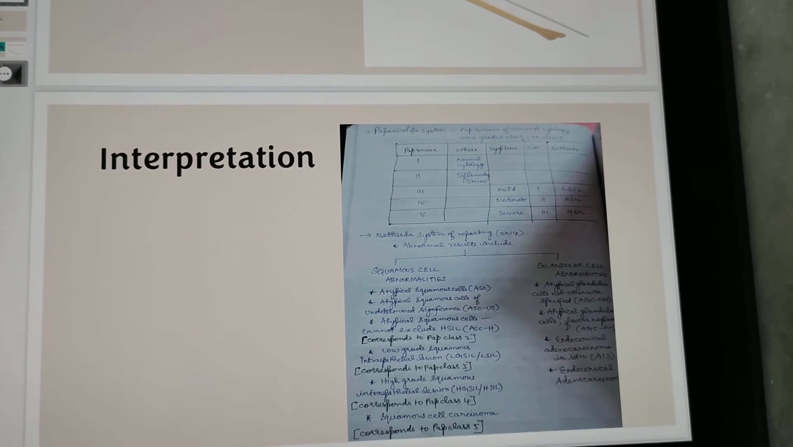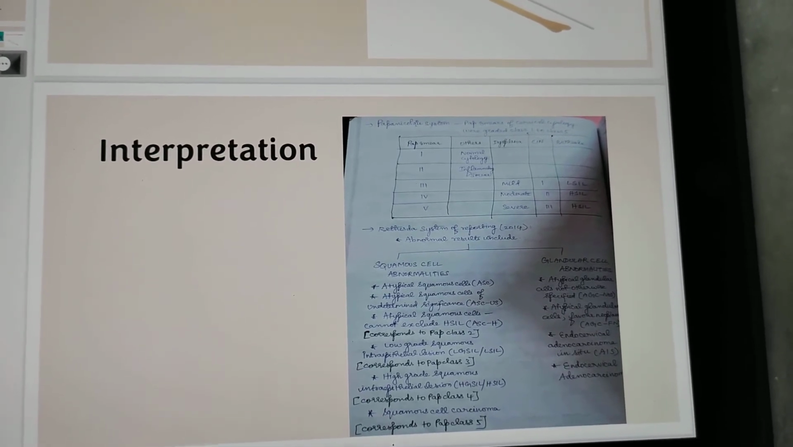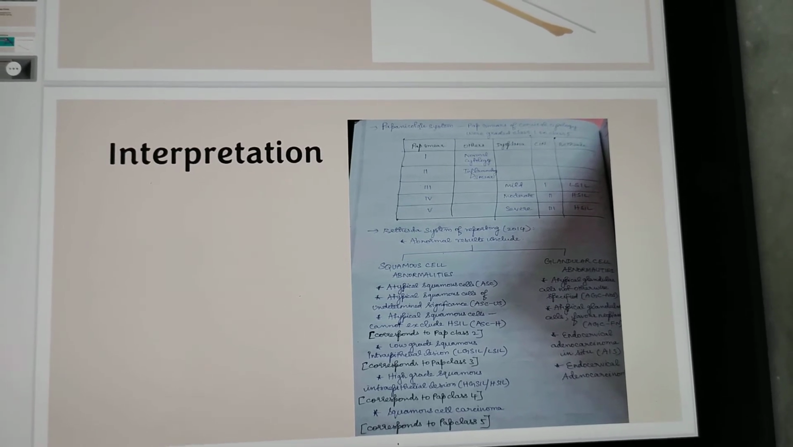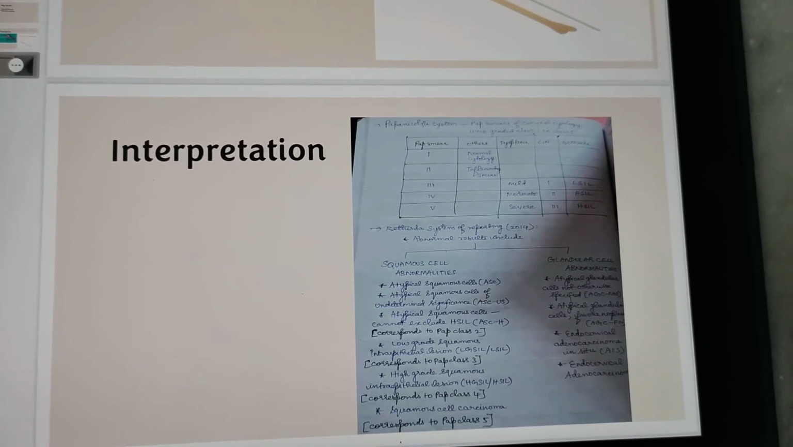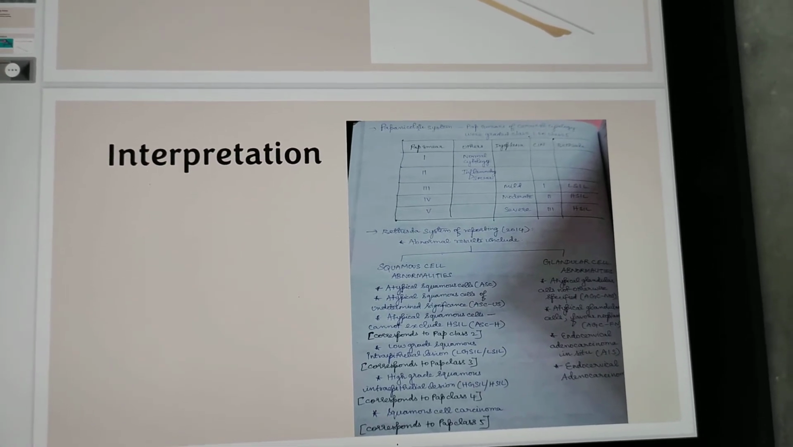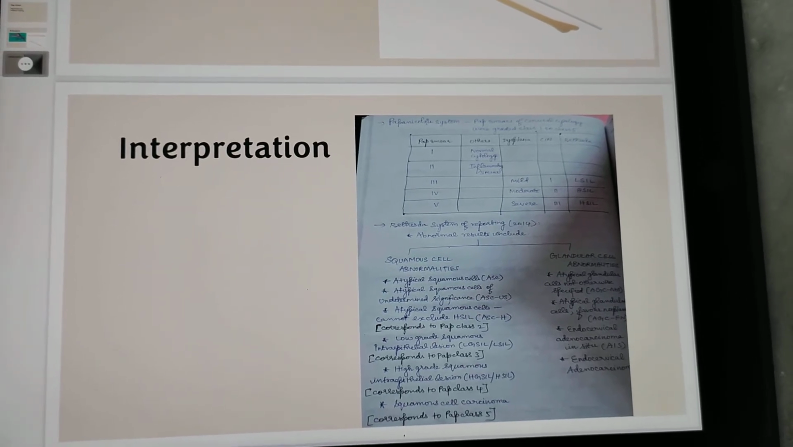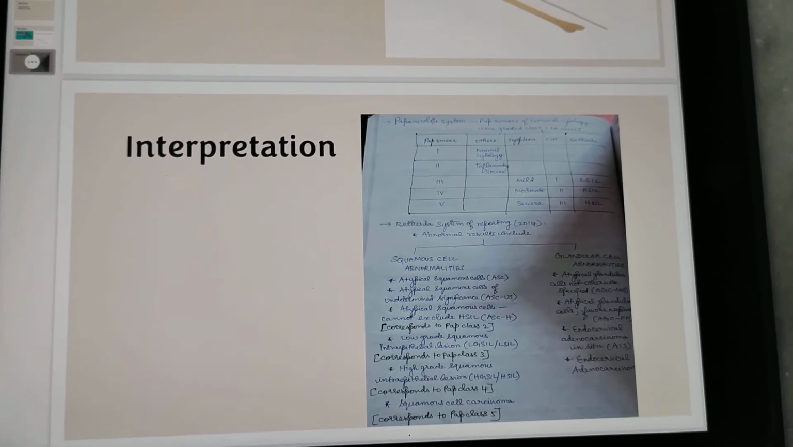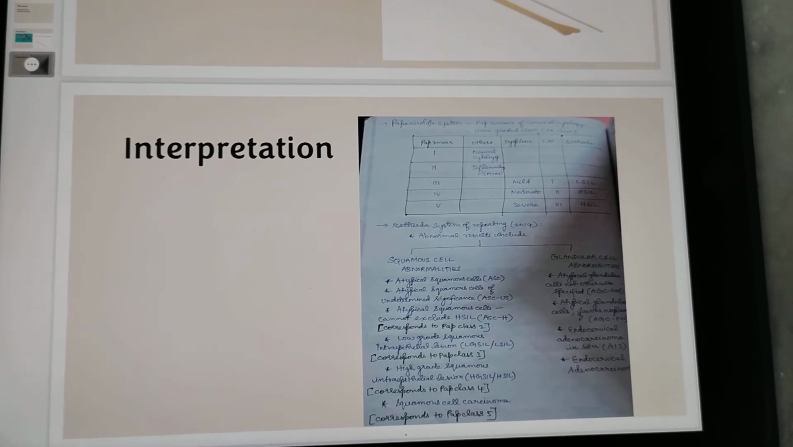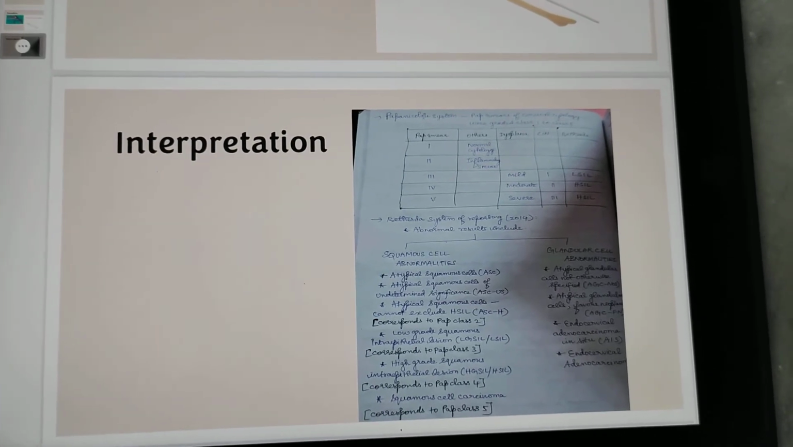LSIL means low grade squamous intraepithelial lesion. As you can see, Pap smear class 4 is moderate dysplasia, CIN grade 2, HSIL, that is high grade squamous intraepithelial lesion. The fifth Pap smear class is severe dysplasia, CIN grade 3, and in the Bethesda classification HSIL. This is regarding the Papanicolaou system. Now coming to the new system.